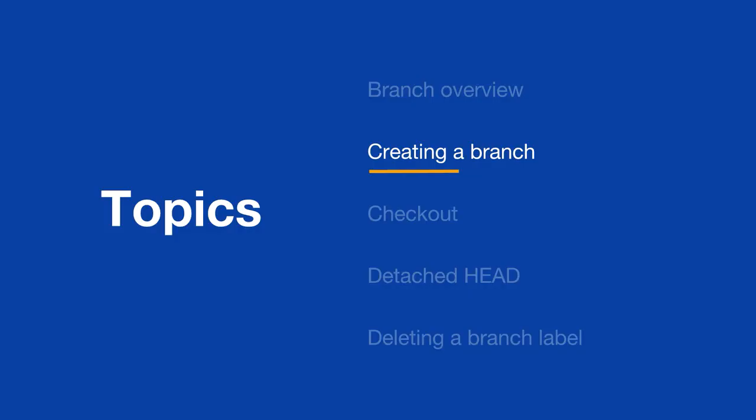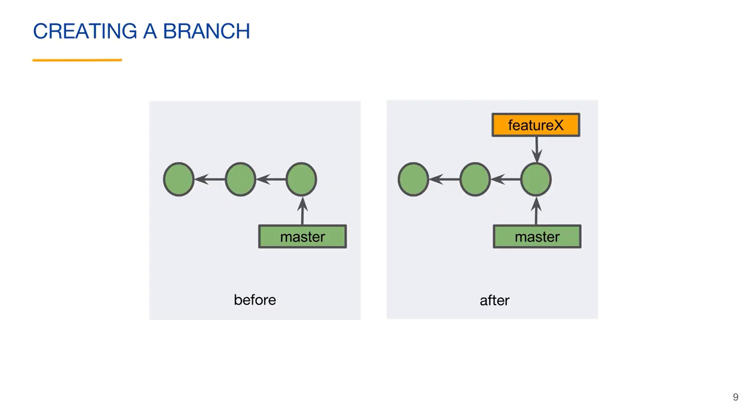Next, we will discuss creating a branch. Creating a branch simply creates a new branch label. Here we start with just a master branch containing 3 commits. We can create a feature X branch off of the most recent master commit by creating a feature X branch label pointing to the commit.